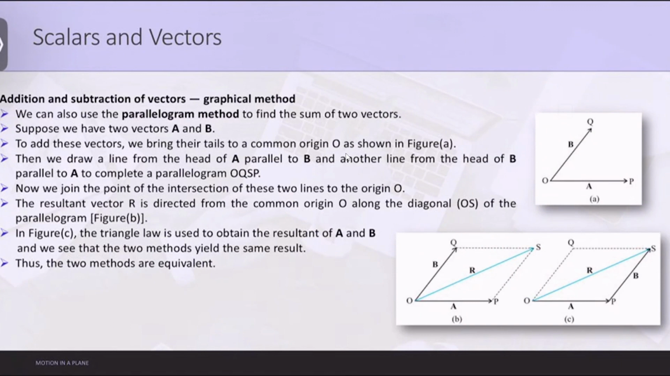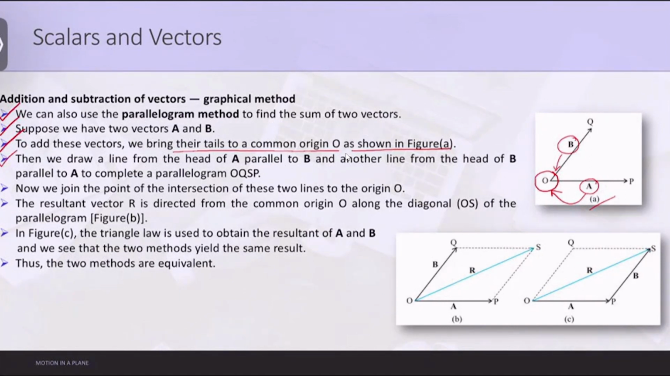Now let me iterate and explain again. We can use the parallelogram method. Suppose there are two vectors A and B. To add these vectors, we bring their tails to a common origin O. As you can see, B has this as its tail, and A also has this as its tail. So we bring their tails to a common origin O, as shown in figure A. This was figure A, as a reference.